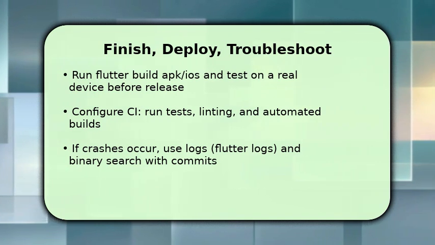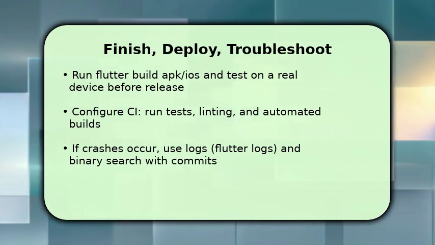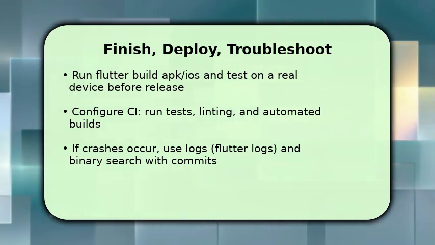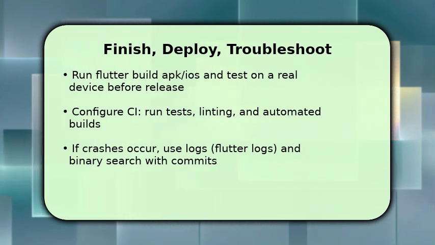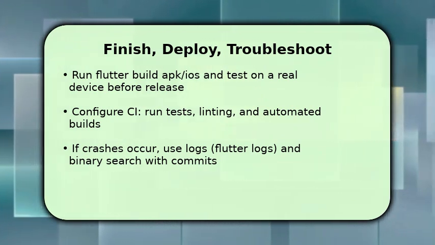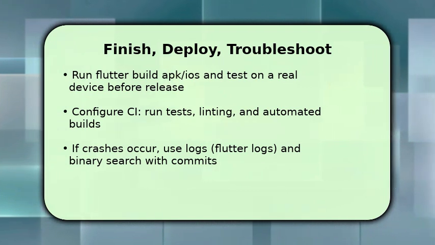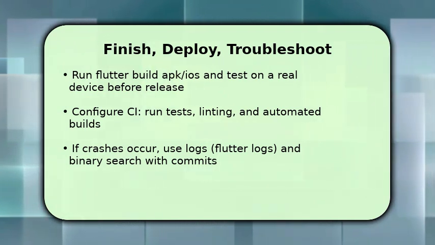If something breaks, reproduce the issue, collect Flutter logs, and use a binary search across commits to pinpoint regressions. This saves hours versus guessing. Finally, document the fix and update the README so the next developer can avoid it.